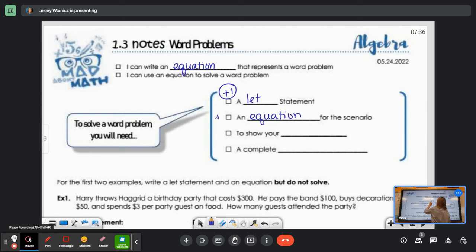That's worth a point. Okay, you're going to have to show your work. Okay, your work and your answer are worth a point, so this is +2. Work is so important. And then you're going to need a complete sentence. And that is worth a point. Whoops, that just says plus. Okay, so this is a total of 5 points.